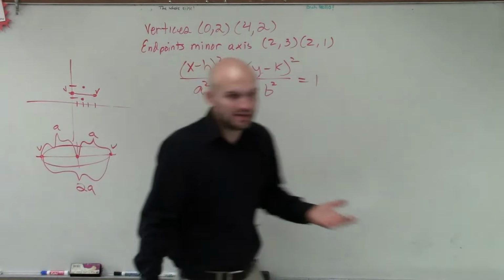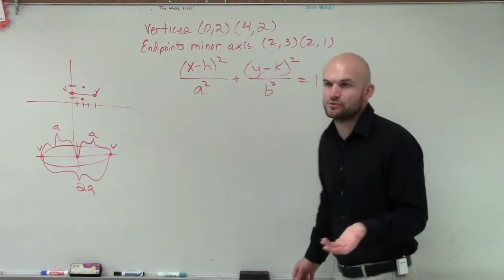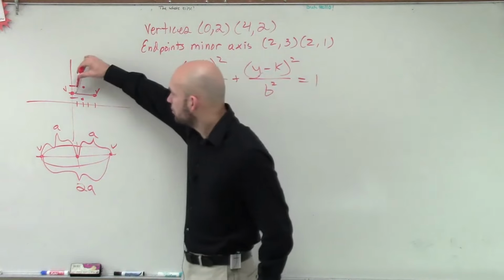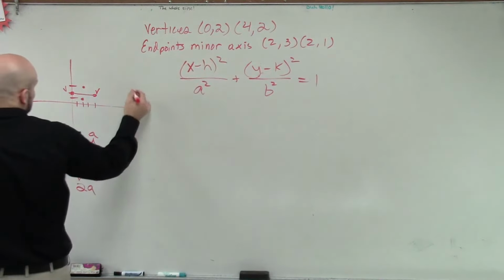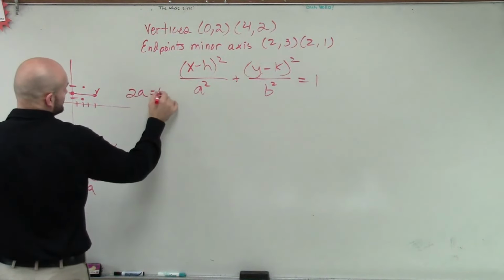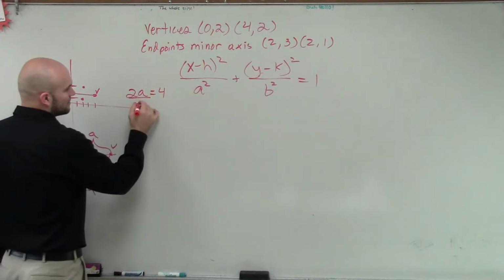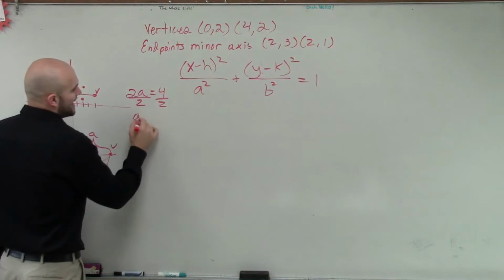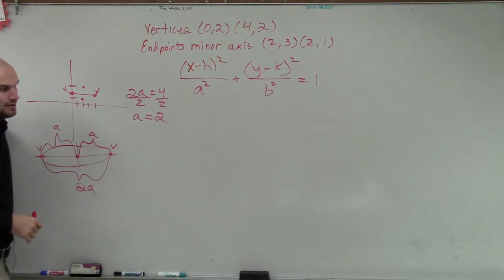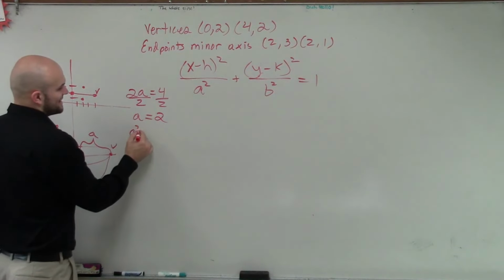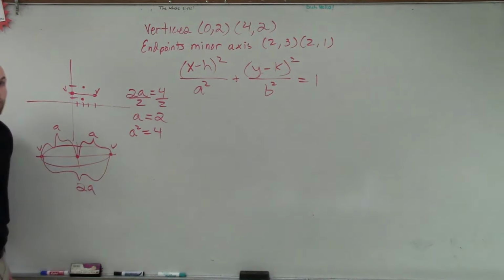So let's count. What is the distance between our two vertices? 1, 2, 3, 4. So we could say 2a is equal to 4. So therefore, a equals 2. Right? And therefore, we could say a squared equals 4.